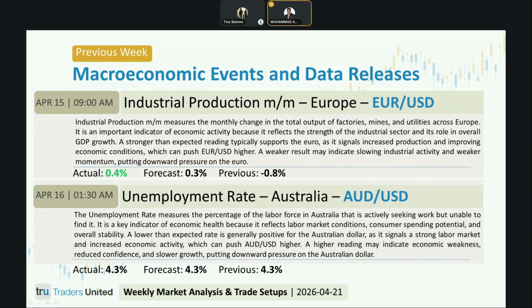Industrial production month over month measures the monthly change in output from factories, mines, and utilities across Europe. It is a key indicator of economic activity. It shows the strength of the industrial sector and its role in GDP growth. A stronger than expected reading usually supports the euro. It signals higher production and better economic conditions. This can push euro USD higher. A weaker result may show slowing activity and weaker momentum. This can put pressure on the euro.